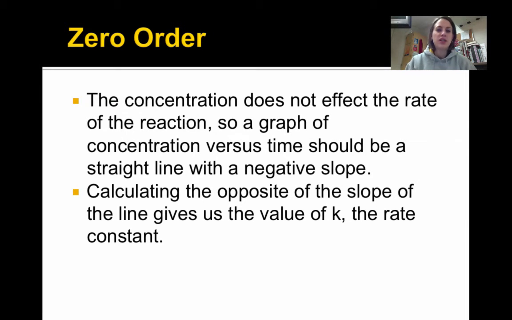The concentration does not affect the rate of the reaction, so a graph of the concentration versus time should be a straight line with a negative slope. If we can calculate the opposite of the slope of the line, that gives us the value of k, which we know is the rate constant.